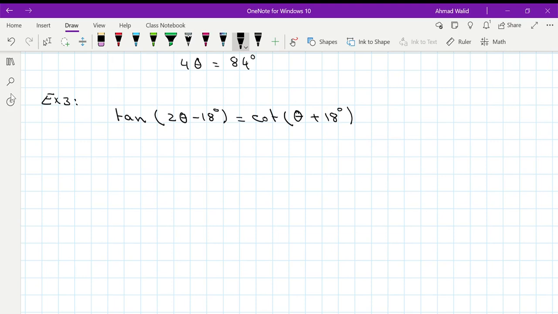First of all, can I make that equation? I have to focus on a few things. Tan on this side, cotangent on this side, co-functions. Correct? It means this 2 theta minus 18 is the complementary of theta plus 18. The relation between these two angles is what? They are complementary to each other.